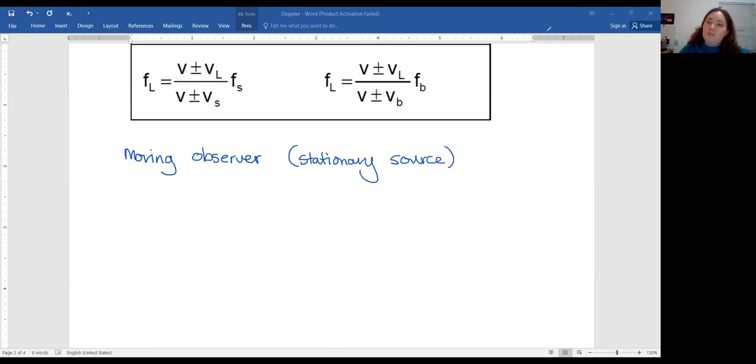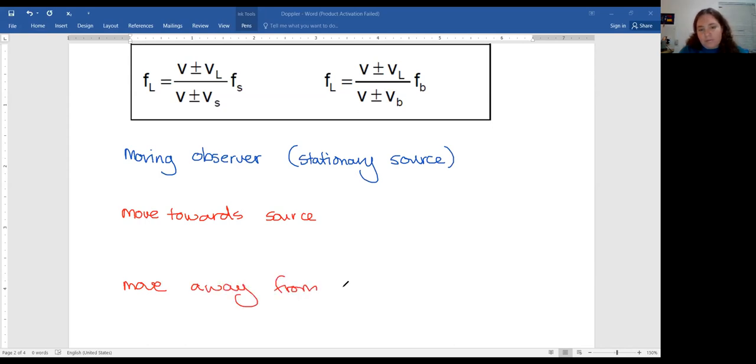So there are two options yet again. The observer can move towards the source, which is stationary, or it can move away from the source. The equation in both cases is going to be relatively similar. So if L is equal to, now let's start quickly. If we've got a stationary source, the velocity of the source is zero, so it disappears. So here we're going to have V plus or minus VL over V times Fs. And here we're going to have exactly the same equation.